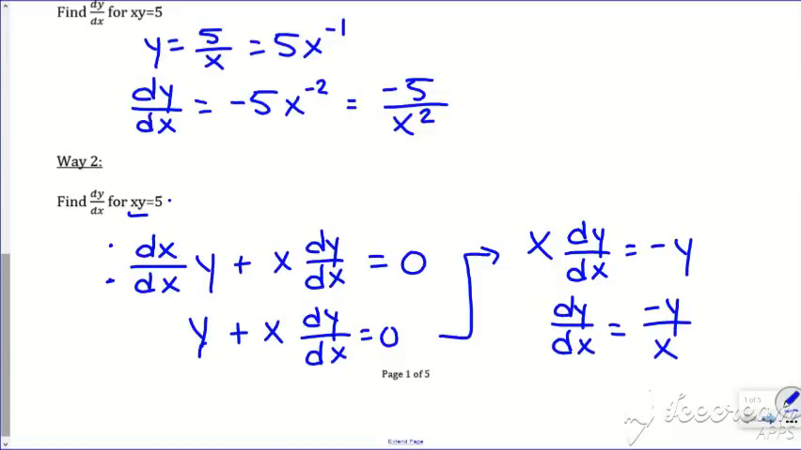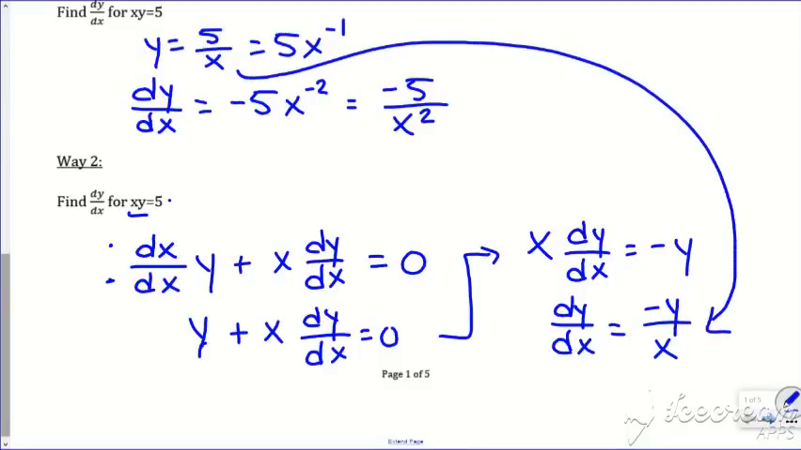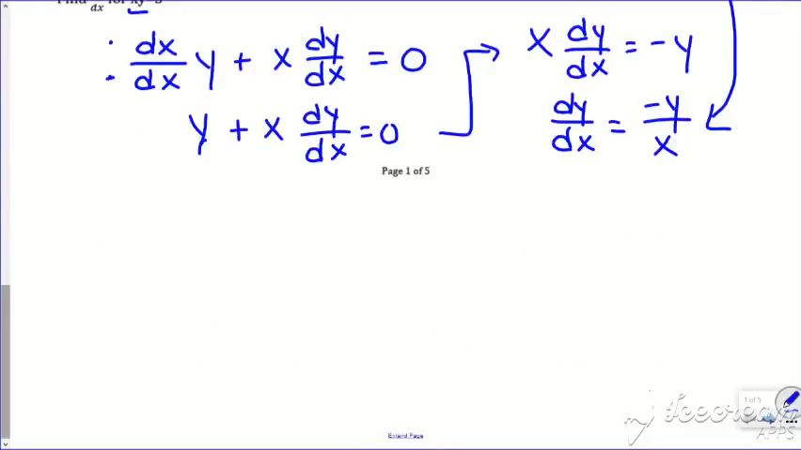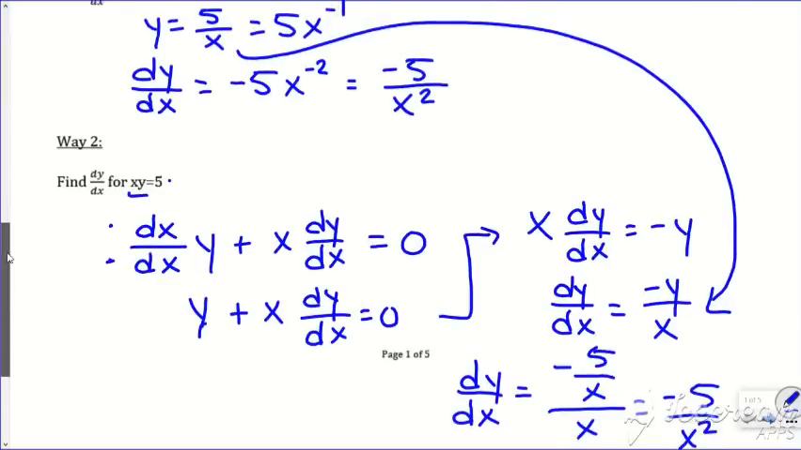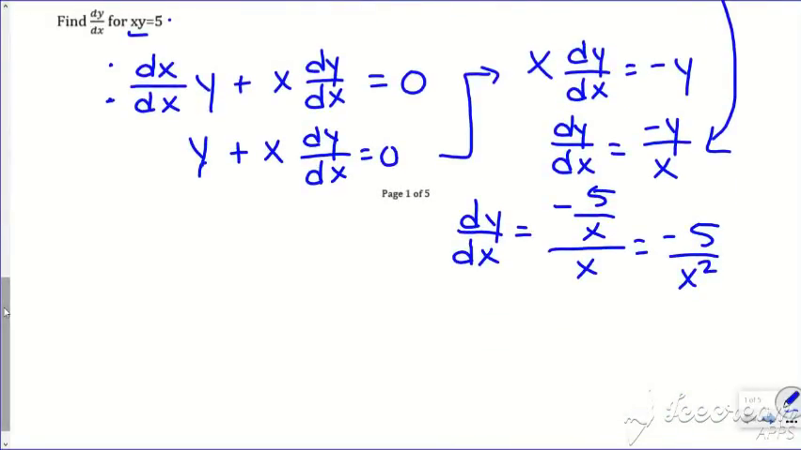Well, that doesn't exactly look like our original problem, but if I take this and I plug it in here, let's give myself a little more room. I'll get that dy dx equals negative 5 over x, which is negative 5 over x squared, which is what we got when we were doing it the explicit way. So you get the same derivative.